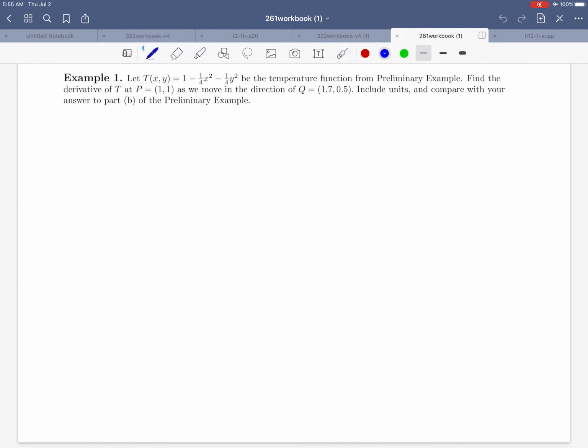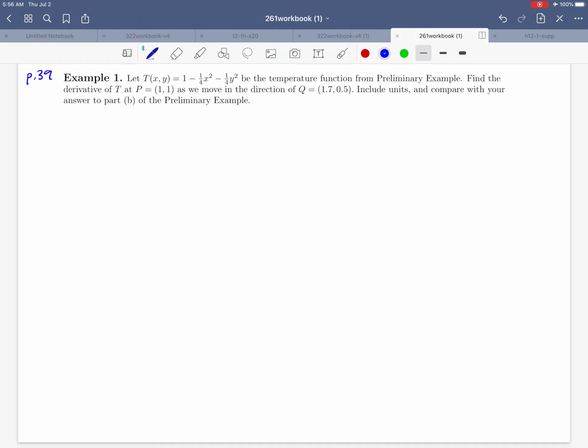Hello everybody, and welcome to example 1 on page 39 of the workbook. This is going to be our first example of actually calculating the exact value of a directional derivative. That's the theorem that we derived in a previous video. Well, actually we didn't derive it, we just wrote it down, but we're going to use it now.